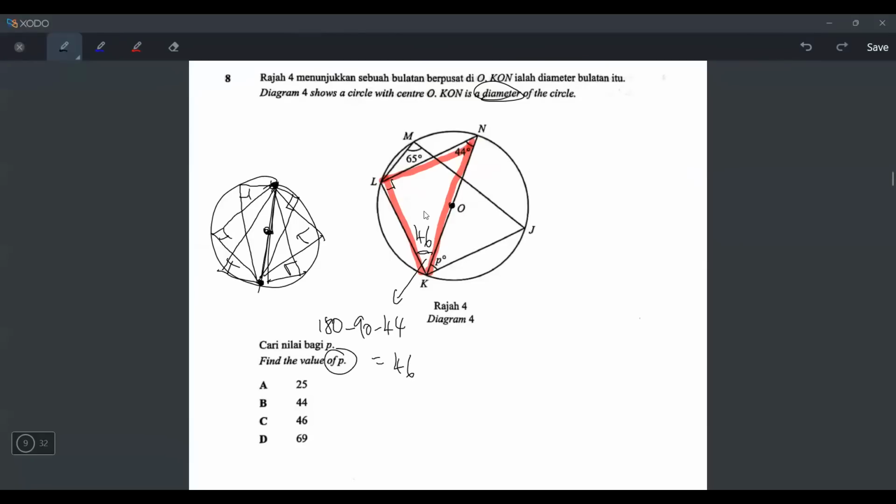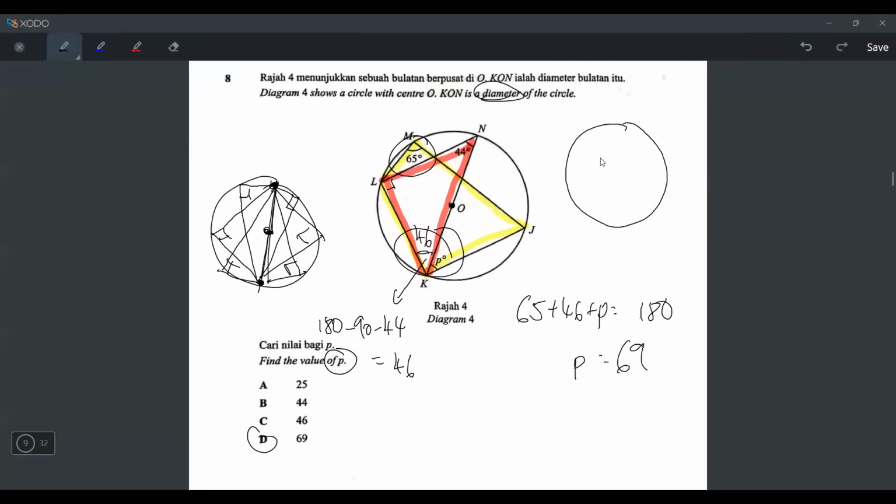But then what else I can do? Okay, I see a cyclic quadrilateral. What is a cyclic quadrilateral, class? Do you remember? Look at this. LM, MJ, JK, LP. So this is a cyclic quadrilateral. What does it mean? It means the angle here and the angle here, opposite angles, plus together is 180. 65 plus 46 plus P equals 180. So P equals 180 minus 65 minus 46. So the answer is 69, right?